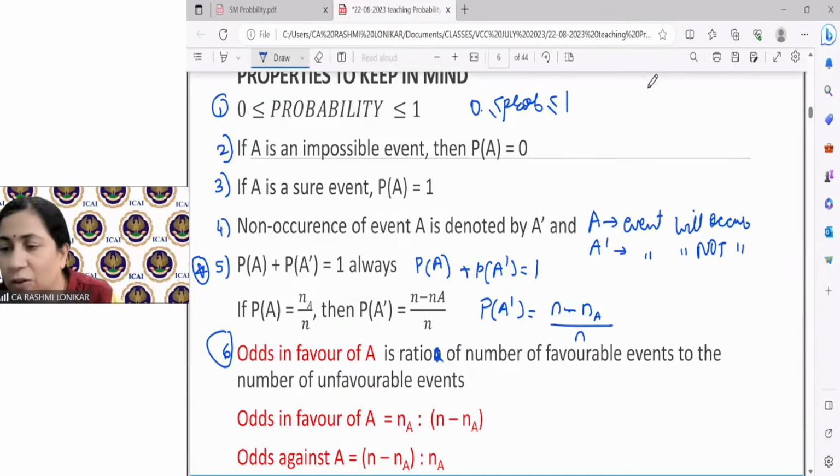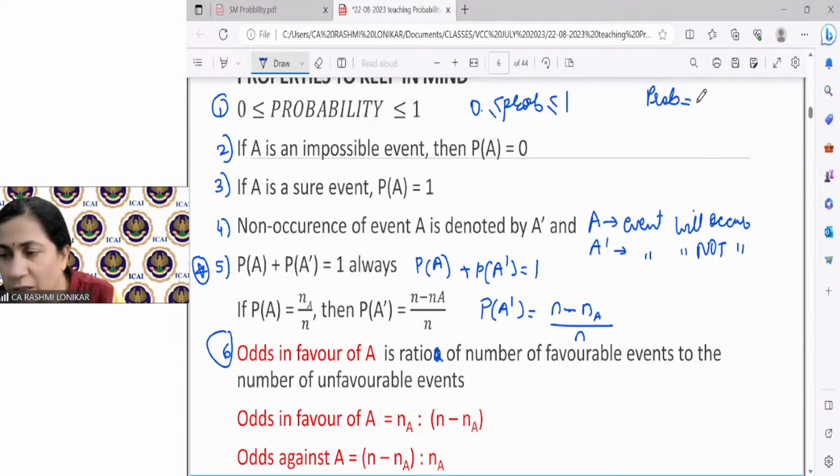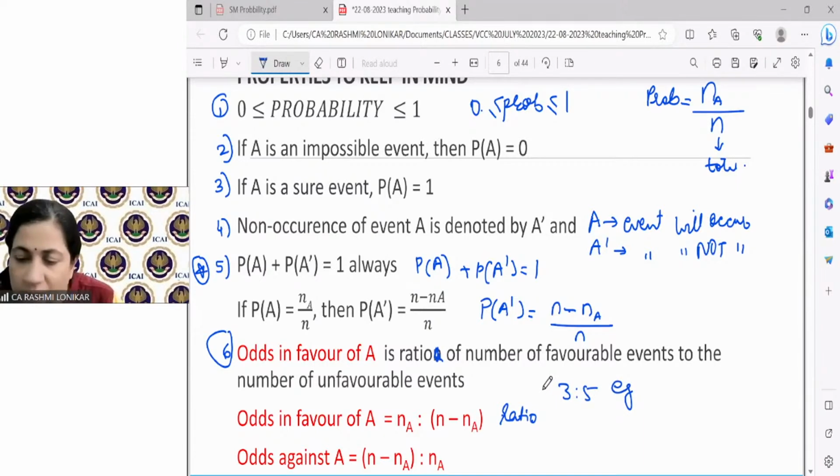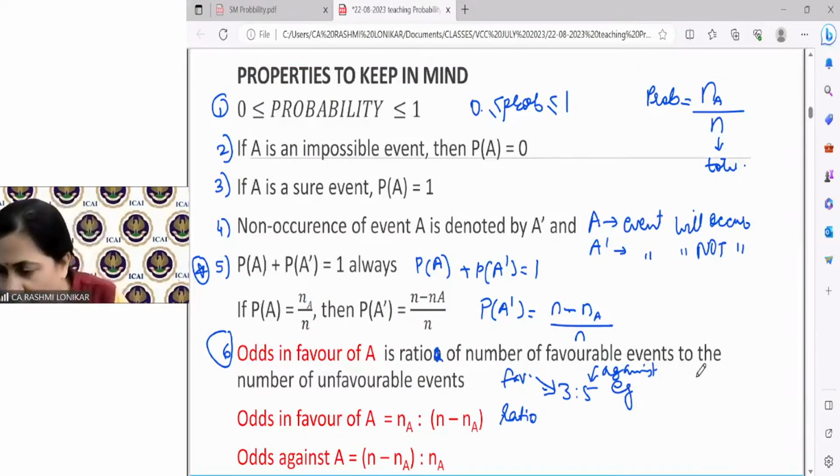Normally when we are calculating probability, what we do is n(A) upon N. What is this N? The total, right? But here, odds in favor, you will get a ratio. It will look like this. So for example, 3:5. This is just an example. So what does this mean? This 3 represents what is in favor and this 5 is against. Suppose I do the experiment 3 plus 5, 8 times. The event will be favorable 3 times and not favorable 5 times.